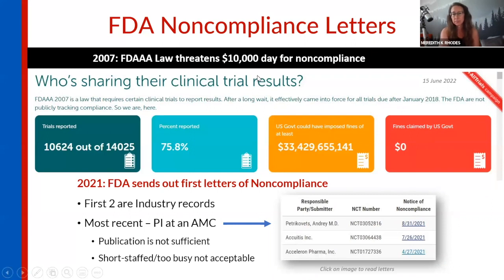By the way, it's now, with inflation, near $12,500 a day for noncompliance, and that is written into the law that this can inflate along with all of the other things that are currently inflating.